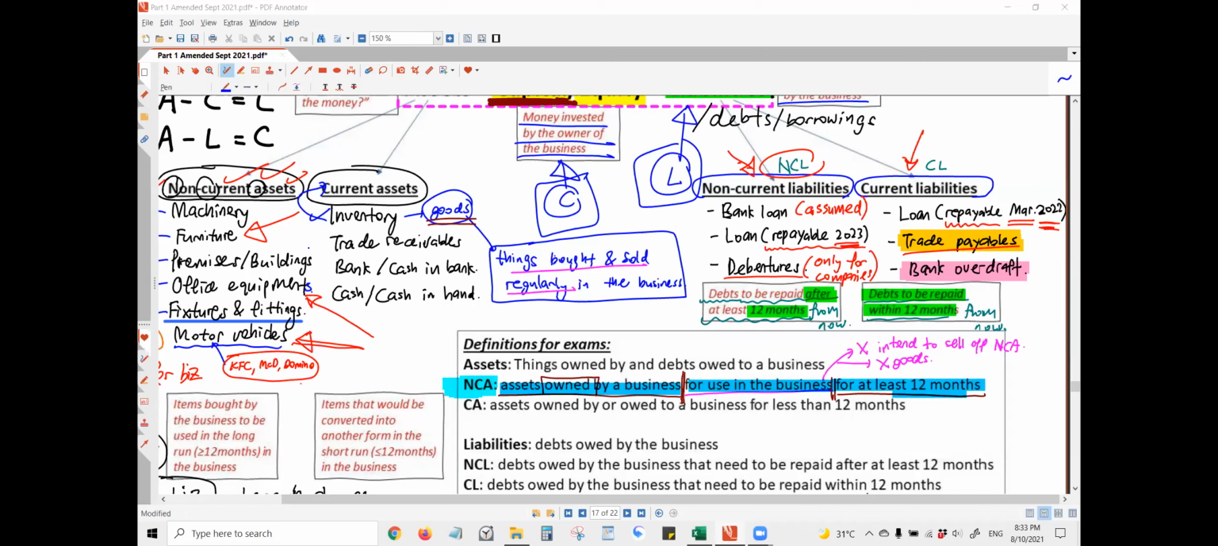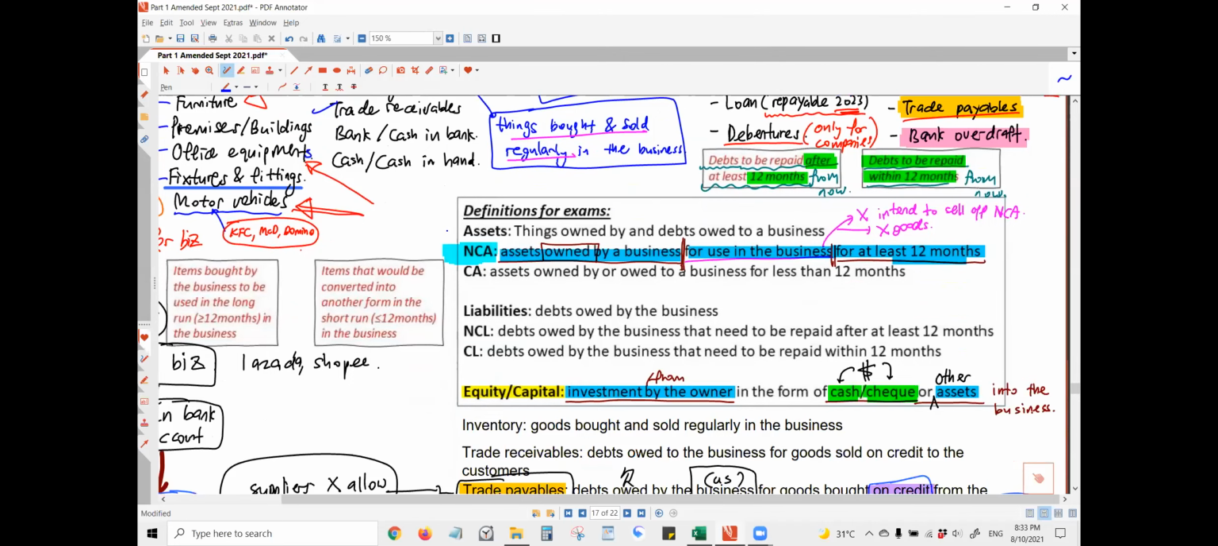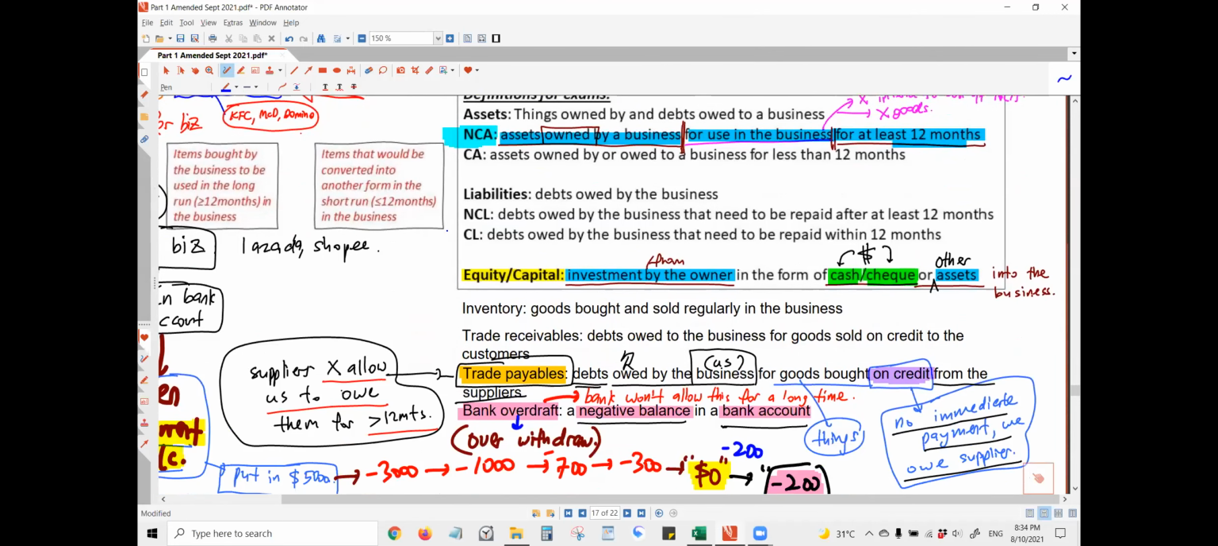Next, we look at trade receivables. We first look at the definition for this term. At the bottom right corner, you have the term trade receivables there. Can you see? Let's look at this term. It says that trade receivables refers to debts owed to the business.